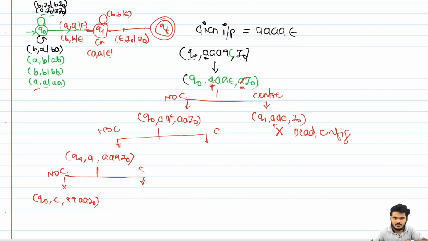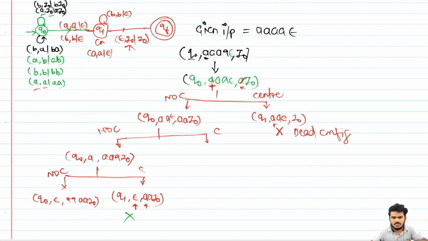Here, in this way, we will get Q1. Here I am getting epsilon, and the top of the stack is A, A, Z naught. Suppose I am in Q1, epsilon is the input. What do I need? Top of the stack Z naught, but I am getting top of the stack as A. So I am ending in a dead configuration. So this is not a possible solution.